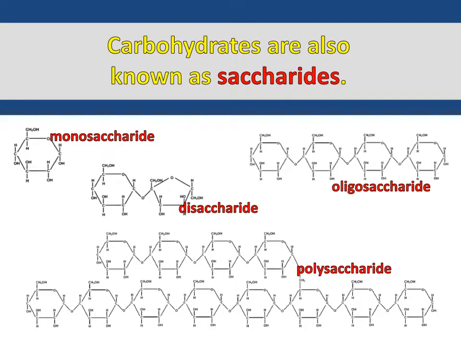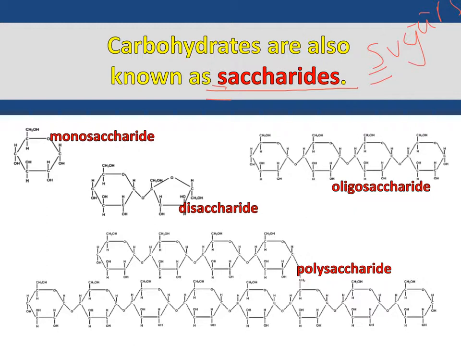So another name for carbohydrates is saccharides. This is a really important term since you will see this on the STAAR. So carbohydrates are also known as saccharides, but also know that carbohydrates are made up of sugars. So when I think of carbohydrates, I think of the S words. We have saccharides and sugars.